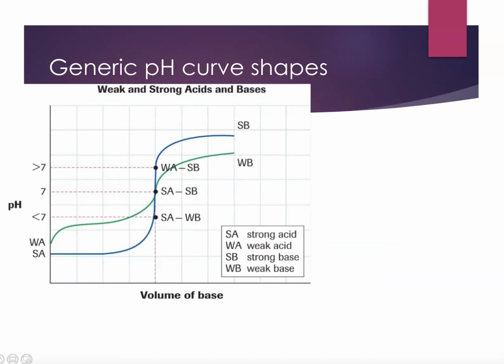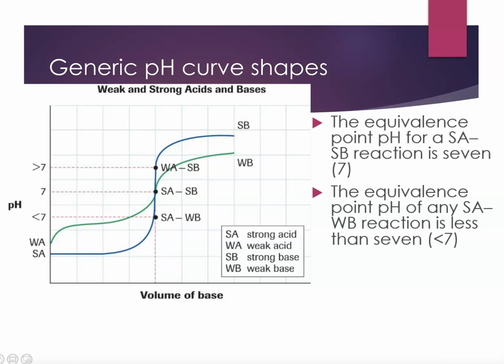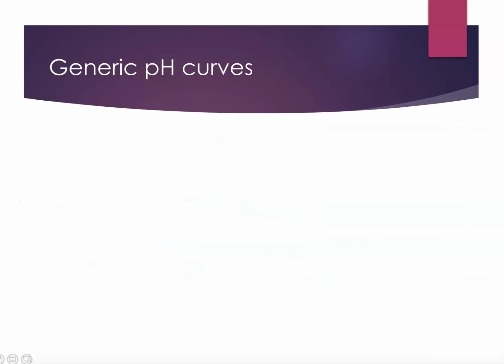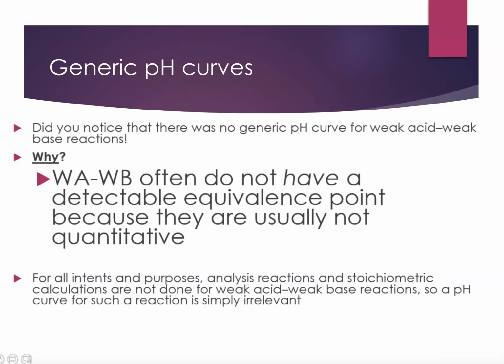The equivalence point pH for a strong acid and strong base reaction is 7. The equivalence point for a strong acid-weak base reaction is less than 7. The equivalence point for a weak acid-strong base reaction is greater than 7. We do not have a generic curve for weak acids and weak bases. This is because they do not have a detectable equivalence point because they are not usually quantitative.